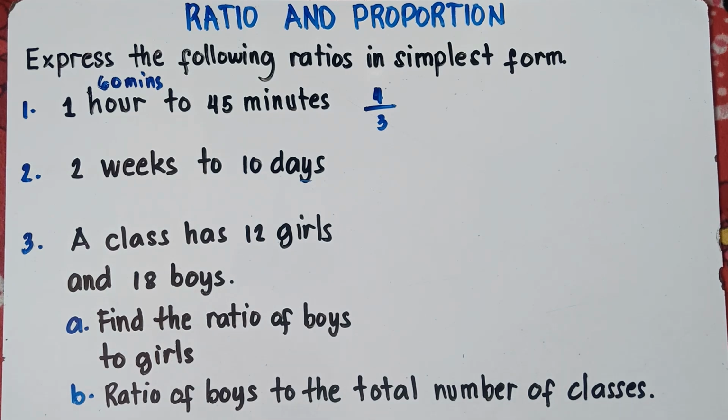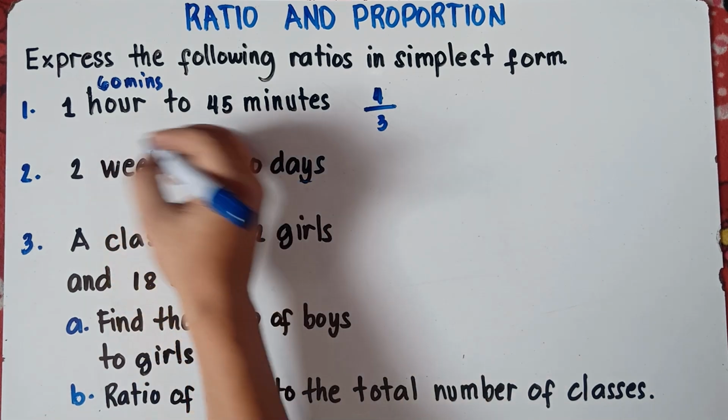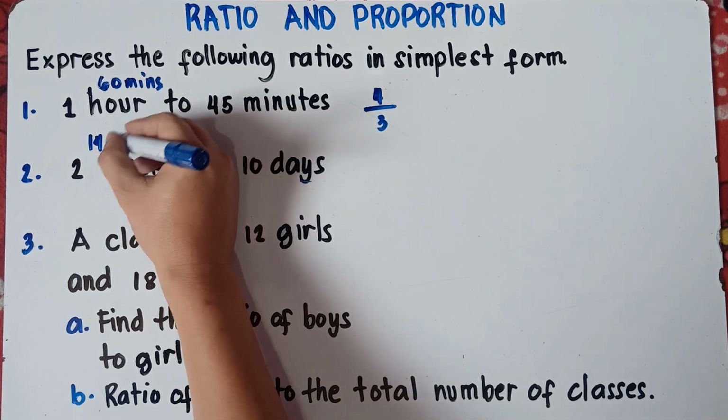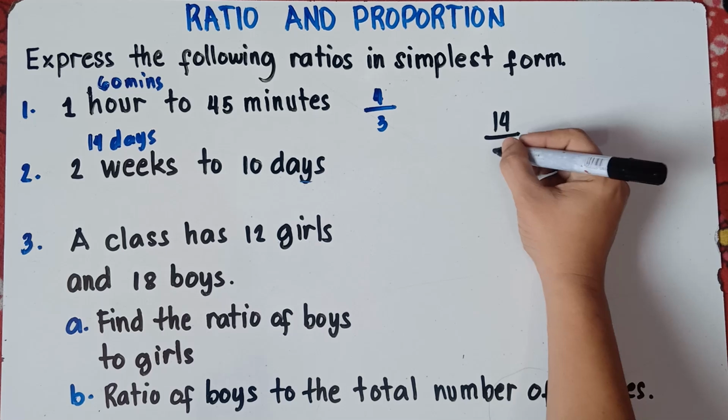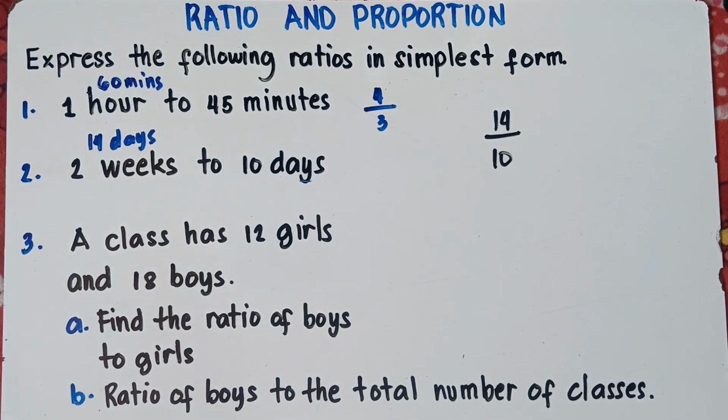Therefore, in 2 weeks, that would be 14 days. So this will be 14 days. Alright, so this will be 14 over 10. Now, can we reduce? Yup. What would be the GCF, class? The greatest common factor of 14 and 10.